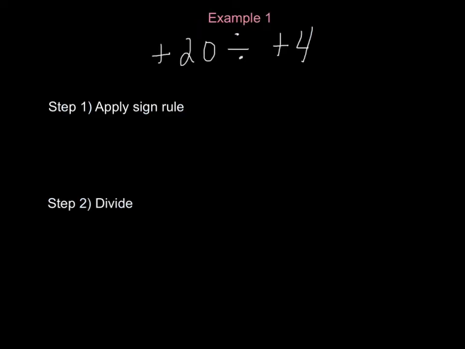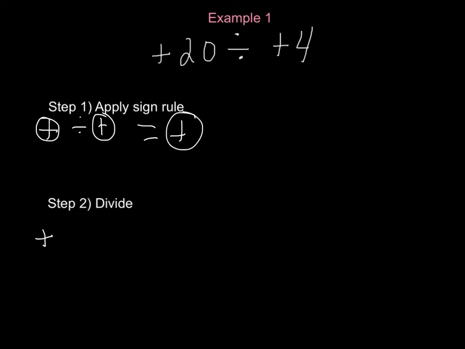Okay, so let's try our first example. We've got a positive 20 being divided by a positive 4. Step one, we're going to apply that sign rule. We've got a positive being divided by a positive. What does that mean exactly? Well, same sign means our answer is automatically going to be positive, because if it's the same sign, no matter what, it's got to be positive. So our answer is going to be a plus.